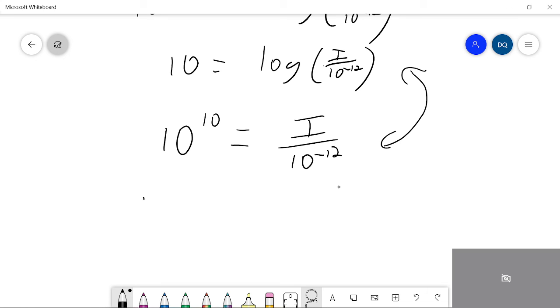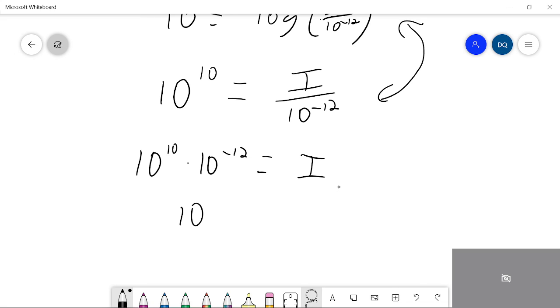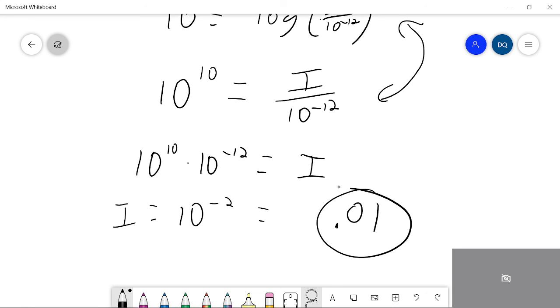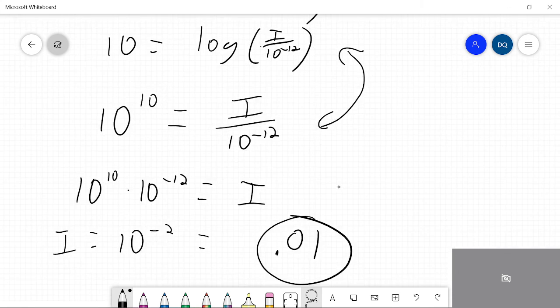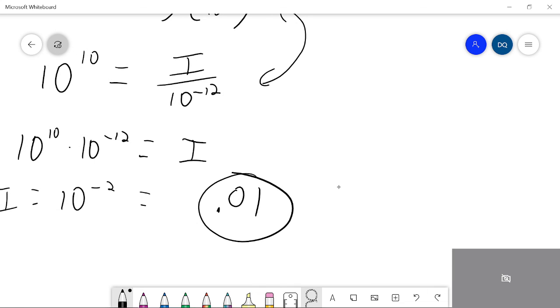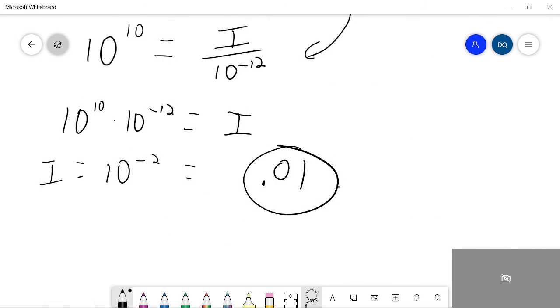Now I'm going to multiply both sides, so I've got 10 to the 10 times 10 to the minus 12 is equal to I, which is 10 to the minus 2. 10 to the minus 2 is decimal 0.1. That's the intensity of sound of 100 decibels in watts per meter squared.